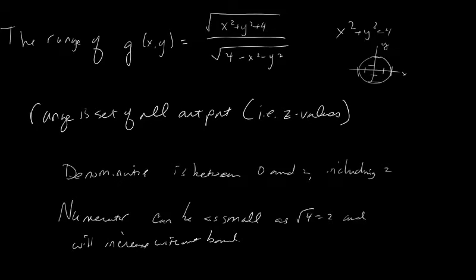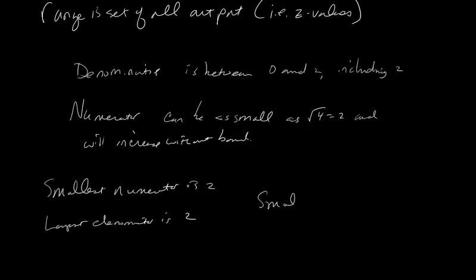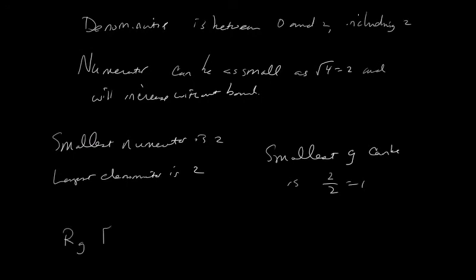The biggest the denominator can get is also 2. So the smallest denominator is 2. I'm sorry, numerator. Just said that. Smallest numerator is 2. The largest denominator is 2. So the smallest our function can be is the smallest numerator over the largest denominator. So that would be 2 over 2, which is 1. So that's as small as it can get, and it's going to increase without bound. So the range for this function is going to be 1 to infinity.